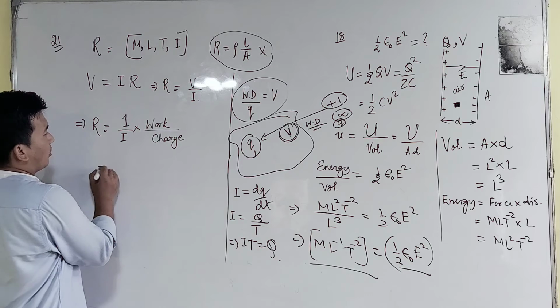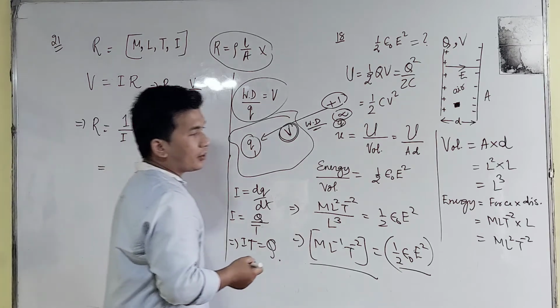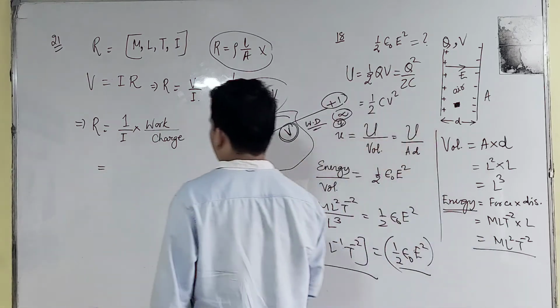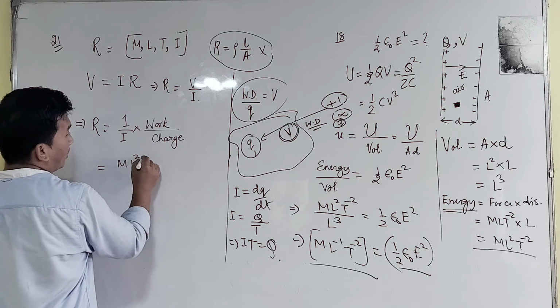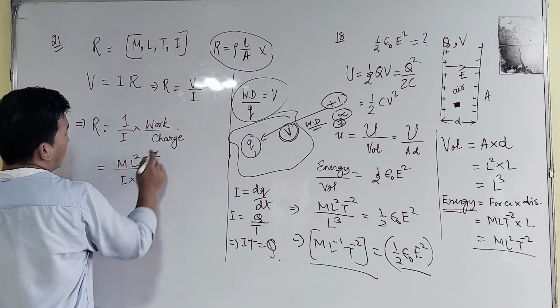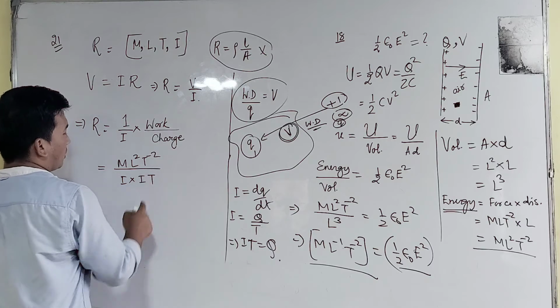Let us just put the value over here. See, work is equal to energy. Do not forget this: work is equal to energy, and its dimension is ML^2T^-2, divided by current I into the value of charge. The value of charge is I into t, t being time.